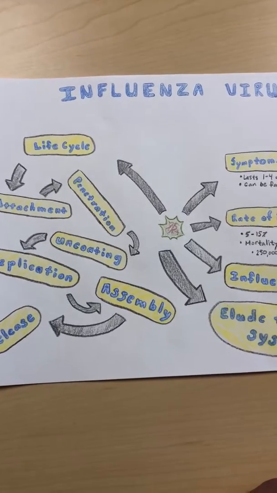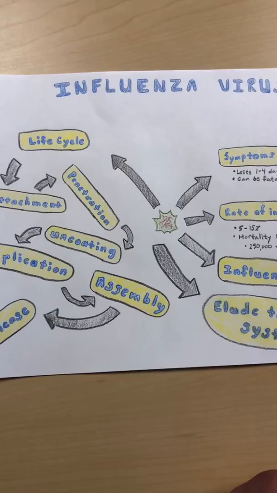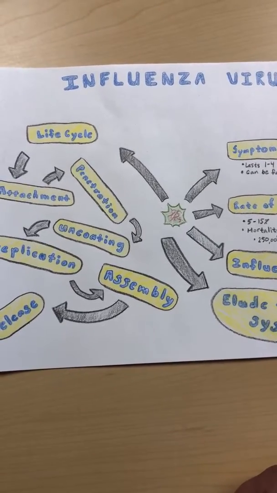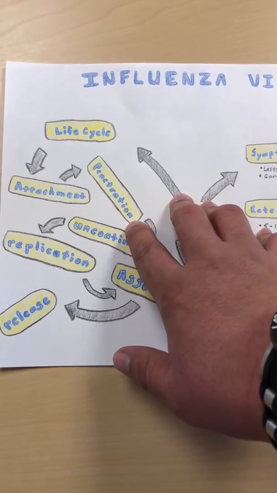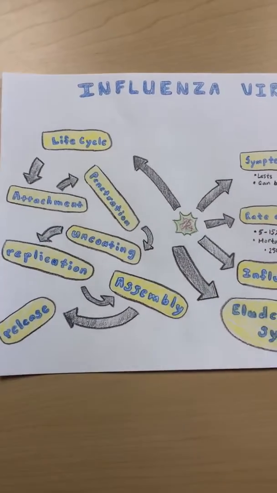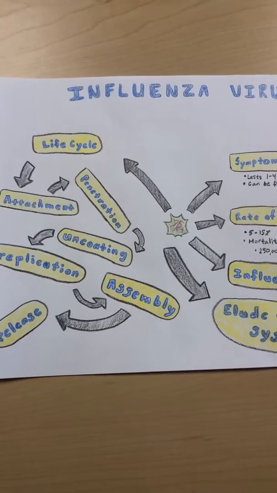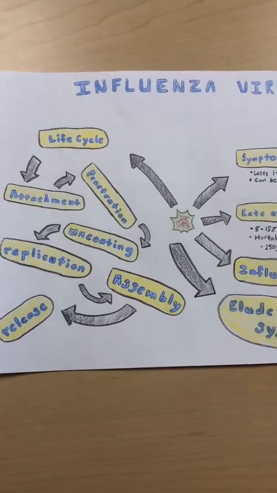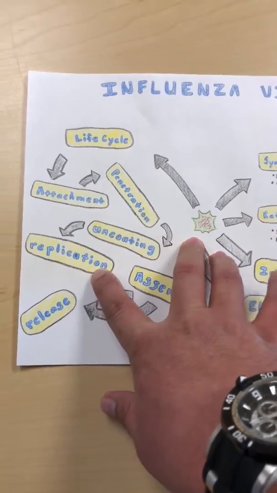The term tropism is the range of host cells that a particular virus will infect. The next phase of the life cycle is penetration. It's the entrance into the cell by endocytosis, with release of viral nucleic acid through uncoating. Next is replication.